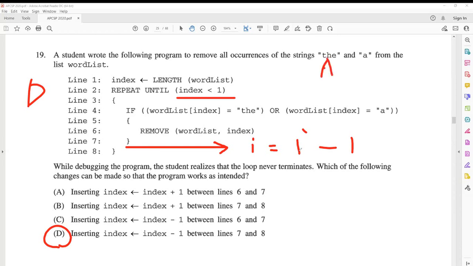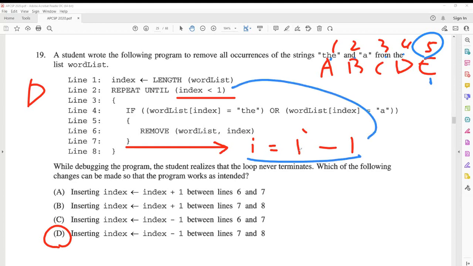So you have A, B, C, D, E. The index is 1, 2, 3, 4, 5. You get started from 5. Okay, you check it and then 4, 3, 2, 1. You finish 1, it decreased to 0. You come back less than 1, and you will quit. Okay.